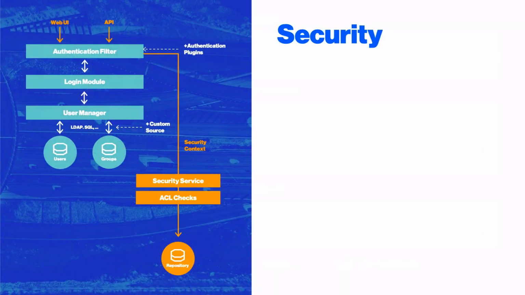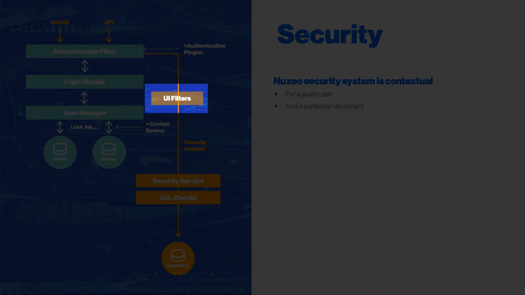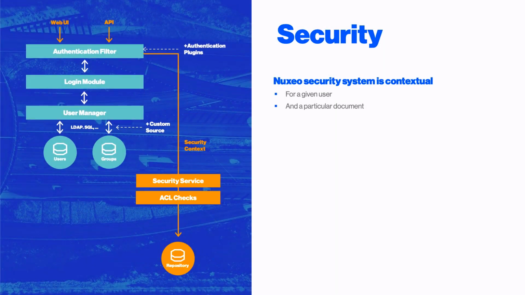Security is evaluated in context for a particular document and a particular user. In this course, we will be talking about application-level security checks, not about the possible UI filters you could integrate on top of it. By default, the platform applies the Access Control Lists, or ACLs, based on default security policy.